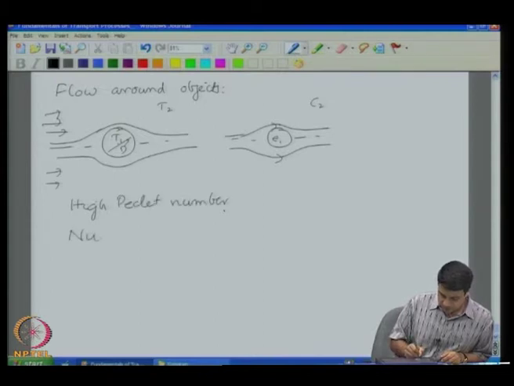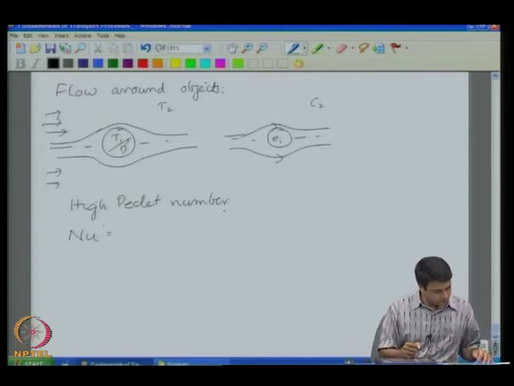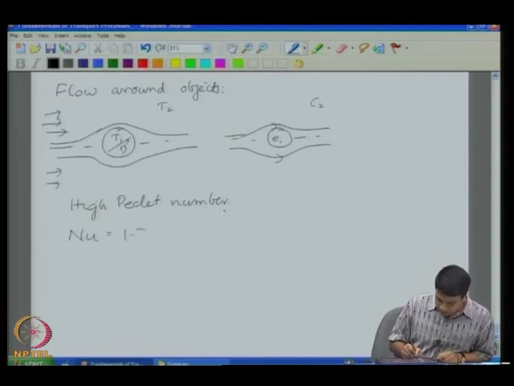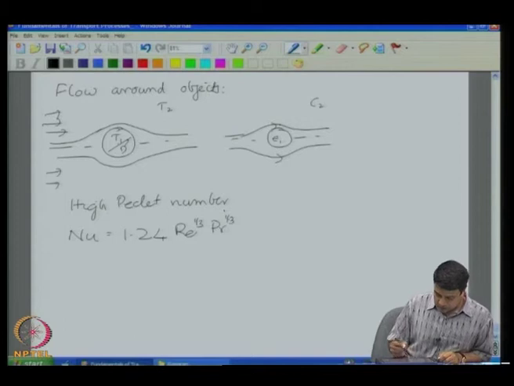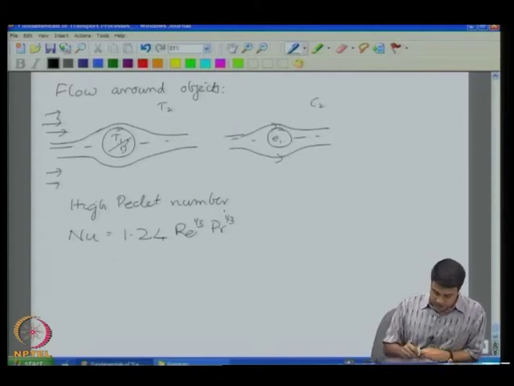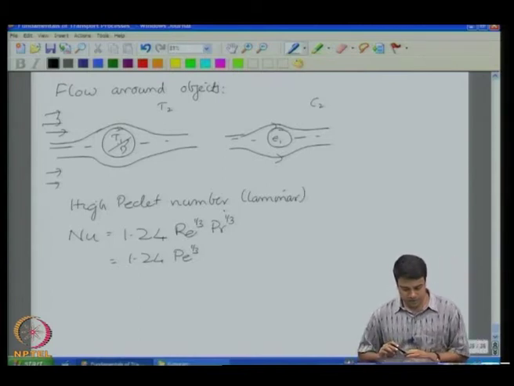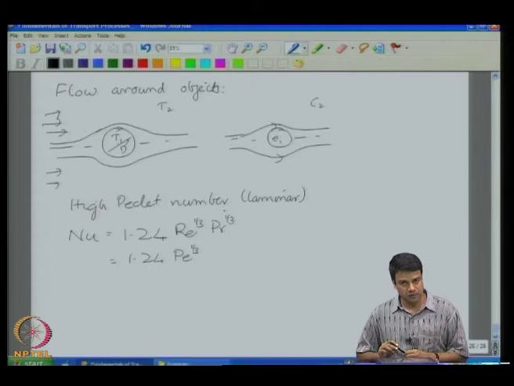I will have Nusselt number is equal to 1.24 Re^(1/3) Pr^(1/3). And you can see that this is equal to 1.24 times Peclet number to the power of 1/3. So this is still in laminar flow. So the Nusselt number goes as the Peclet number to the power of 1/3.